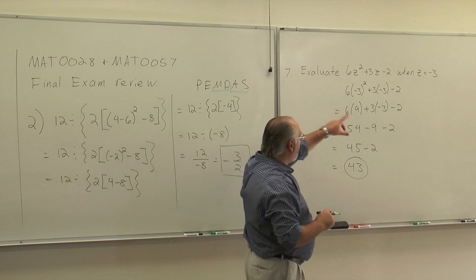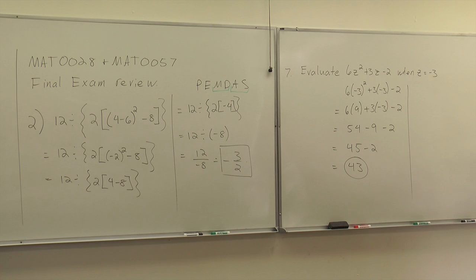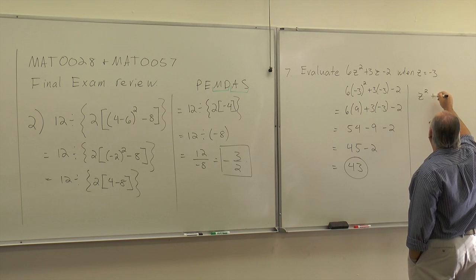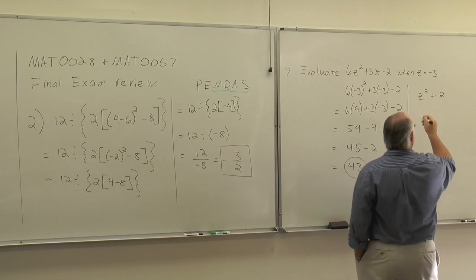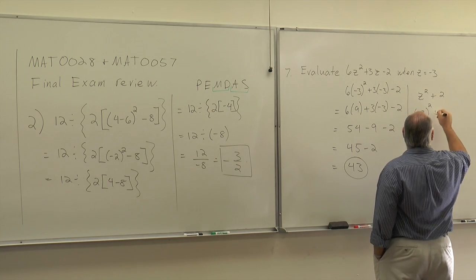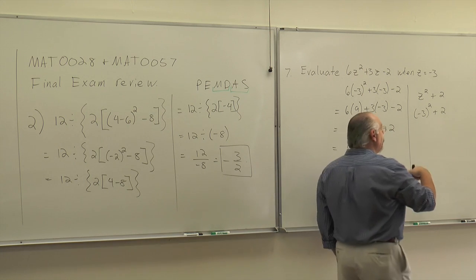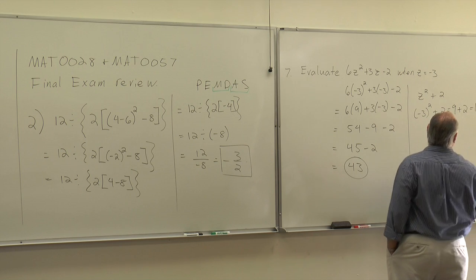Now remember, I mentioned that it's important when you're plugging in, to plug it in parentheses. So if our expression, say, was just z squared plus 2, what you should do is write the -3 squared like that in parentheses. So -3 times -3 is positive 9, plus 2 is 11.